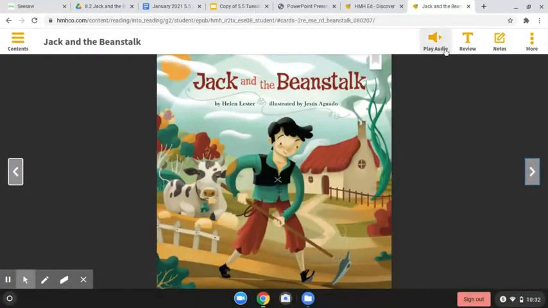Jack and the Beanstalk by Helen Lester. Illustrated by Jesus Aguado.